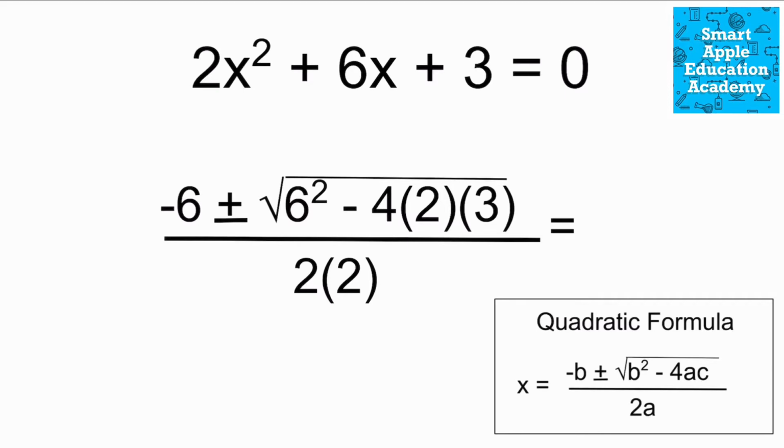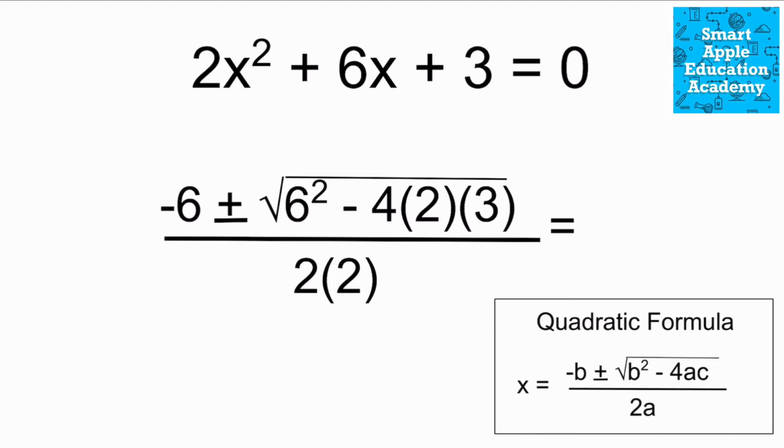So we have negative b, so b is 6, so it would be negative 6, plus or minus the square root of b squared, so b is 6, so it would be 6 squared, minus 4ac, minus 4 times a is 2, and c is 3, over 2 times a, and a is 2.